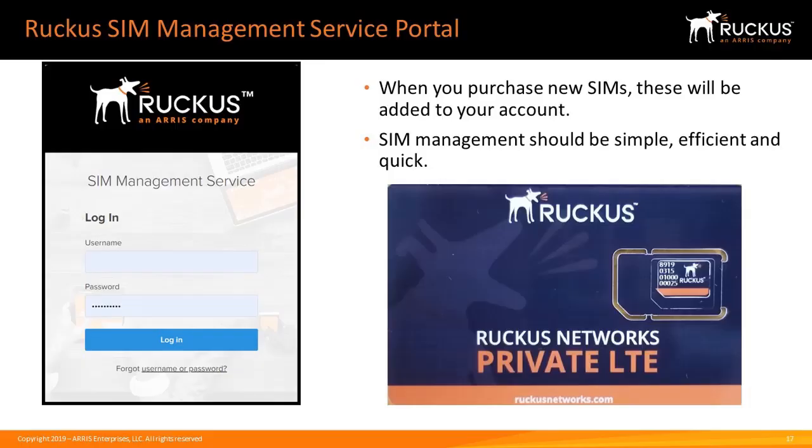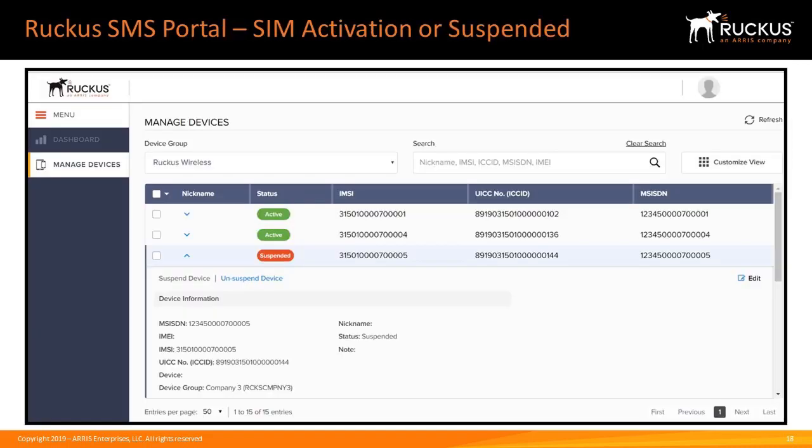After receiving your SIMs for your user equipment clients, you'll log into the SIMs Management portal to activate them. SIMs can't be used unless they are activated. If SIMs need to be deactivated, such as when a user equipment client is removed or taken offline, you would also use the SIMS portal. When you purchase additional SIMs, these will also be added to your account. Ruckus believes SIM management should be simple, efficient, and quick. We have tried to provide you exactly that combination with this product.